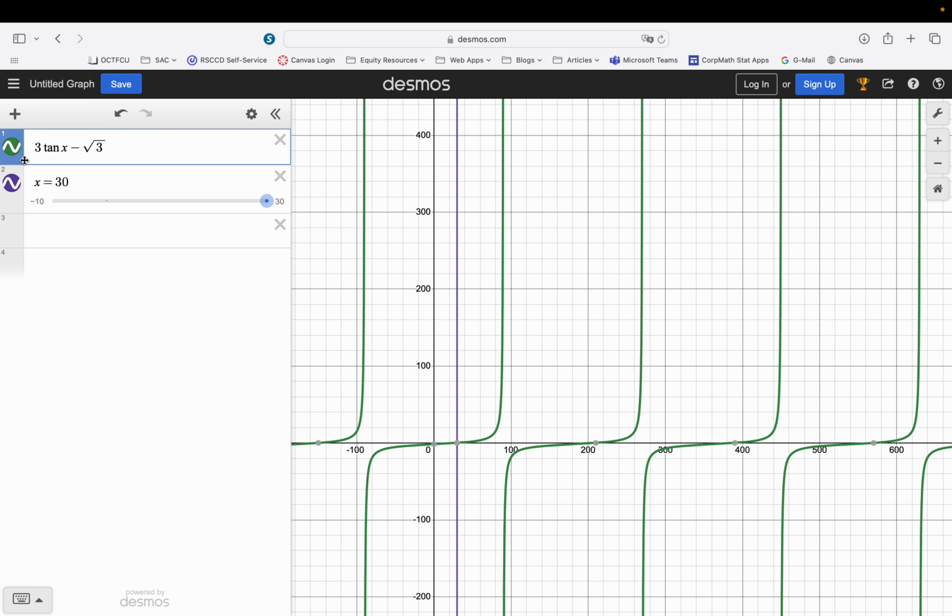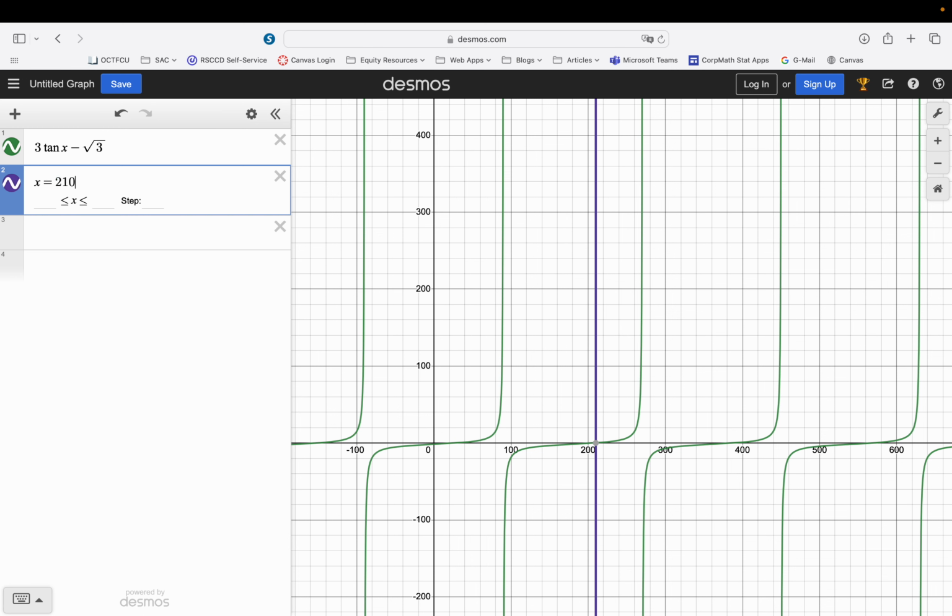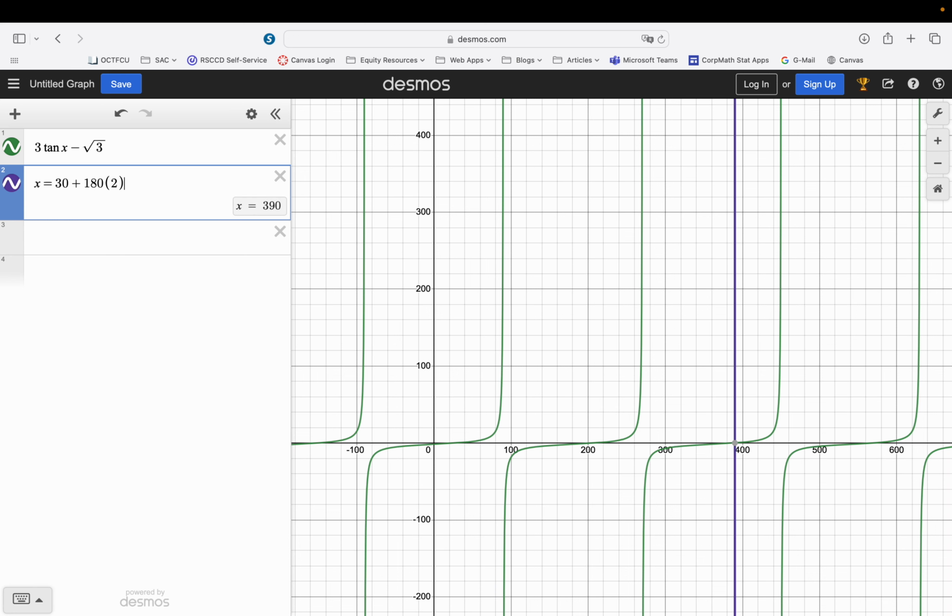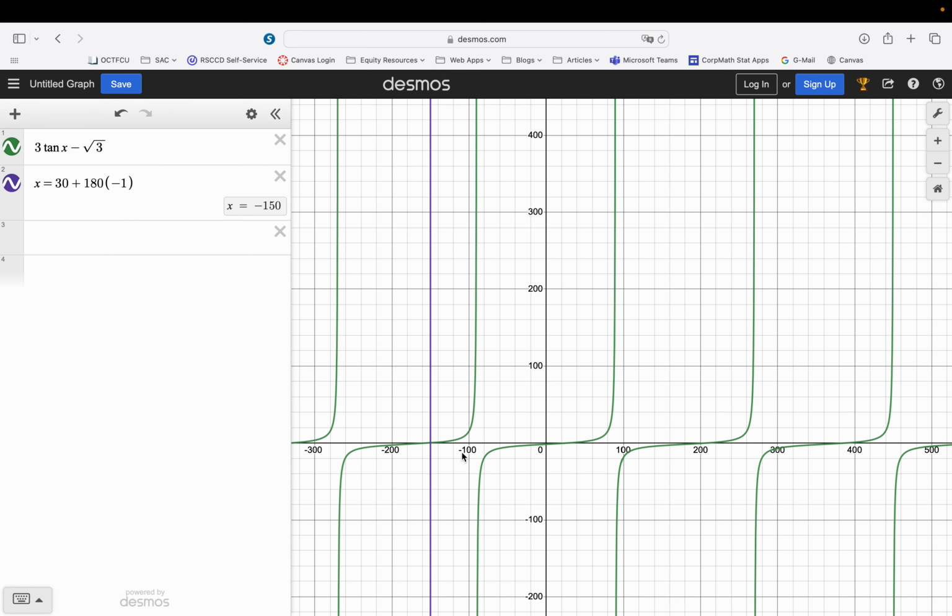Remember, we're trying to figure out where does this equation equal 0. So 30 is one solution. 210, just add 180, 210. So 30 plus 180 is 210 degrees. That's also a solution. If I multiply that times 2, any counting number, then that's also a solution, any integer. If I multiply it by -1, it should also be a solution. So -1, -150 degrees. -150, I can see that that is also a solution where this equation equals 0.